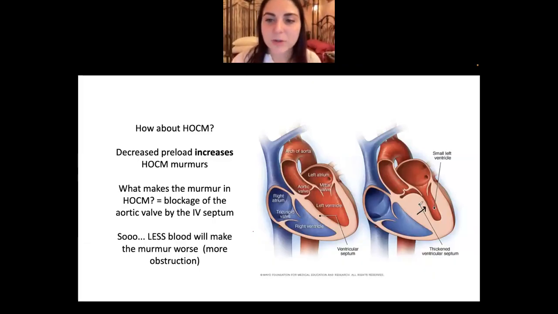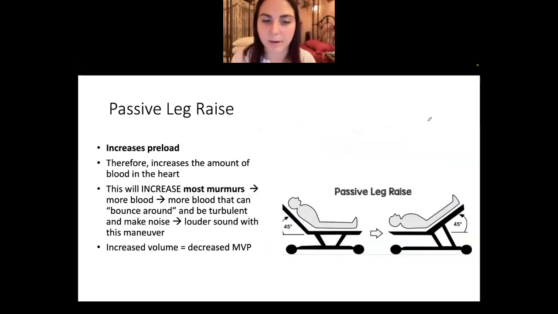So if I have less blood in the left ventricle, this IV septum has all the room in the world. There's no blood in here, so it can stick out all at once. It's actually going to make this murmur worse because there's going to be less space for that blood to go around. That's going to make it a louder sound. Versus if I have more blood, and we'll talk about this with increasing preload, if I have more blood in the left ventricle, it's going to push this septum out of the way, because there's more blood there. Everything's going to get squished. Now there's going to be more space to move through and go out through the aorta. So more blood is actually better for HOCM. It forces the IV septum out of the way and makes the murmur less loud because there's less of an obstruction.